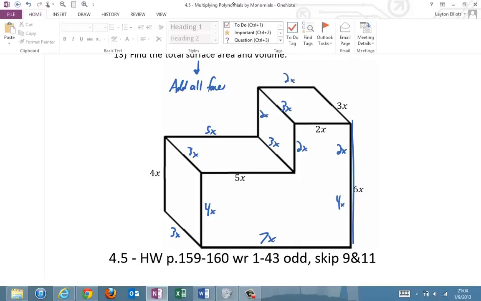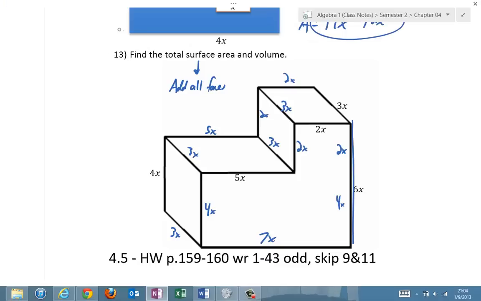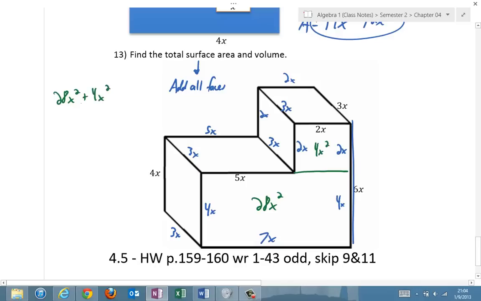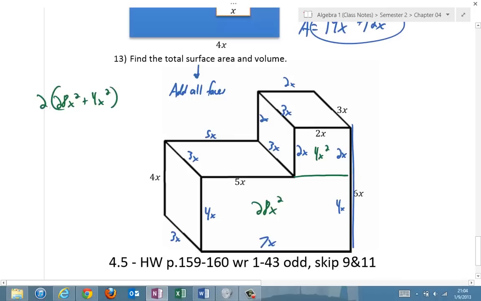You know what, just kidding, I'm going to switch colors and do this in green. And then I'll do the volume in another color. So surface area, I'm going to split this here. So this piece right here would be 7x times 4x, and that's going to be a 28x squared. So I'm going to tally them over here. Let's just go 28x squared plus, and then I have this little piece here that's a 4x squared. 4x squared. And then I have two of those because I have one on the back. So that takes care of that face.